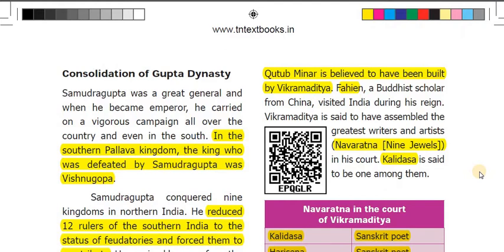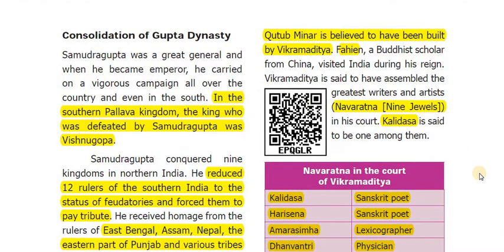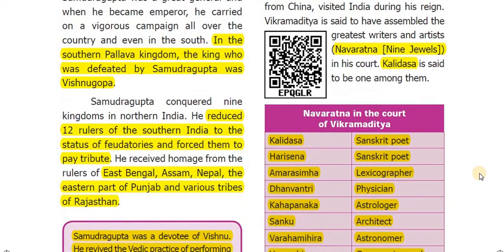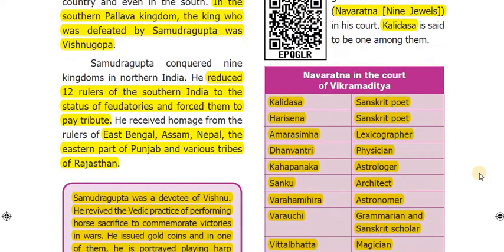Vikramaditya is said to have assembled the greatest writers and artists, the Navaratna, nine jewels, in his court. Kalidasa is said to be one among them. Navaratna in the court of Vikramaditya are nine jewels in the court of Vikramaditya.